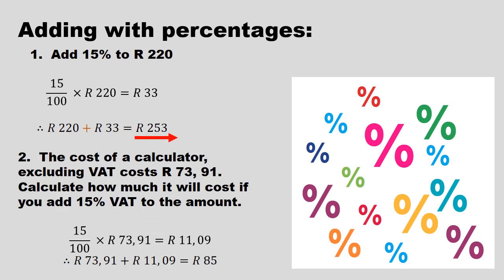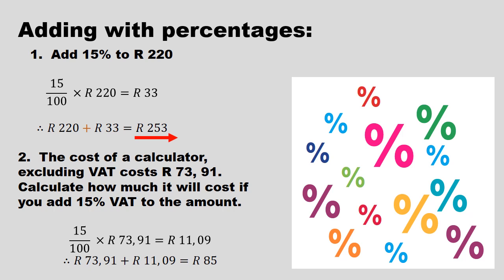Number 2, the cost of a calculator excluding VAT costs 73 Rand 91 cents. Calculate how much it will cost if you add 15% VAT to the amount. So I think it was about 2 or 3 years ago, the percentage of VAT changed from 14% on goods to now 15%. So first, you want to work out what is 15% of 73 Rand 91 cents of that calculator without the VAT. So that would give you 11 Rand 09 cents. That is the VAT on that calculator.